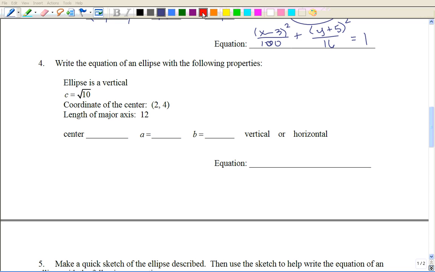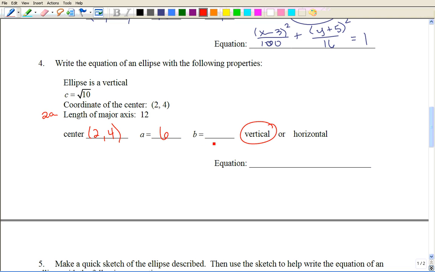Number 4. Here's the information we are given. The ellipse is vertical. Right away I'm going to circle vertical because it's given to me. c is the square root of 10. The center is at 2, 4. The major axis is 12, and I know that the major axis is 2 times a. So if that equals 12, then a is 6.